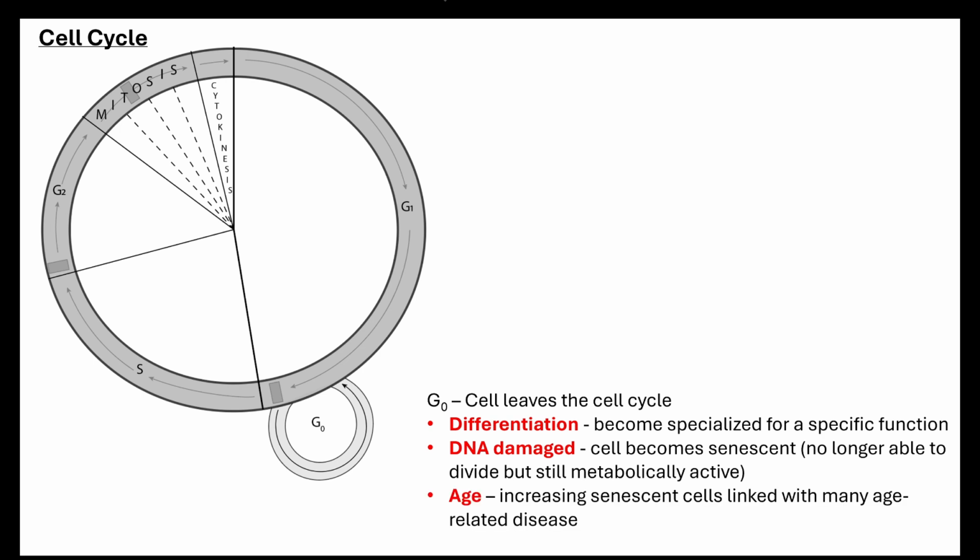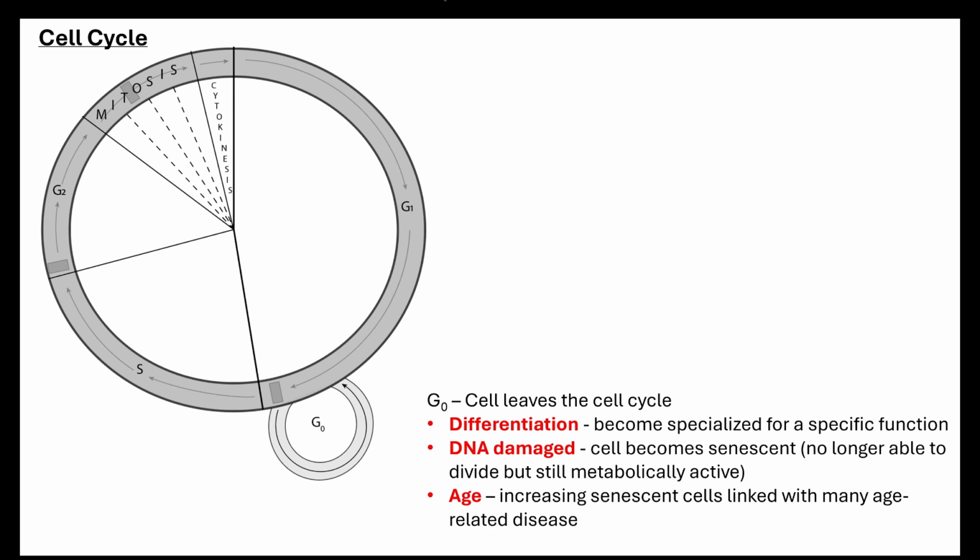Also, aging. As we get older, there is an increase in the senescence of these cells, and therefore that links with many age-related diseases. So as you get older, your cells tend to have their DNA damaged more. They become senescent, where they're not able to divide, but they're still metabolically active. But because they can't divide, they can't replace and repair the tissue that has been damaged. And that's why we end up with those age-related diseases.